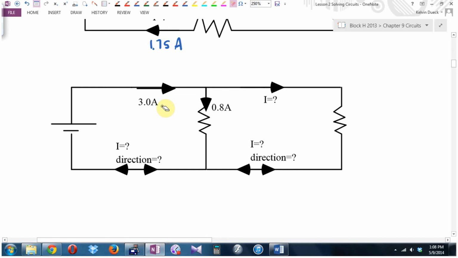Where's the battery, first of all? On the left. Which way is downhill? Up the page. Let's draw a little arrow like that.